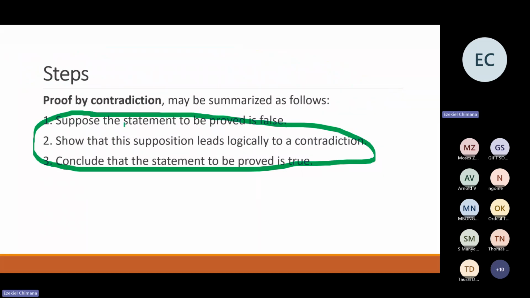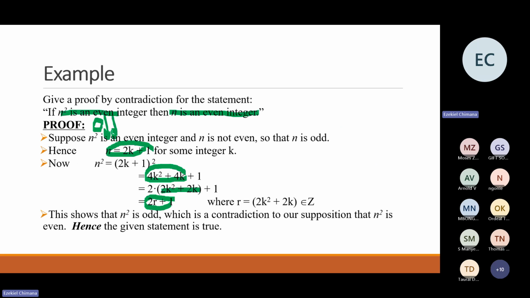So the process is just like that. Suppose the statement to be proved is false, right? And then when you suppose that it is false, you prove that statement. By proving that statement, it will lead to a contradiction. The contradiction is that whenever it was supposed to be true, it is going to give you a false value. Then you can say that by contradiction, the given statement is true.